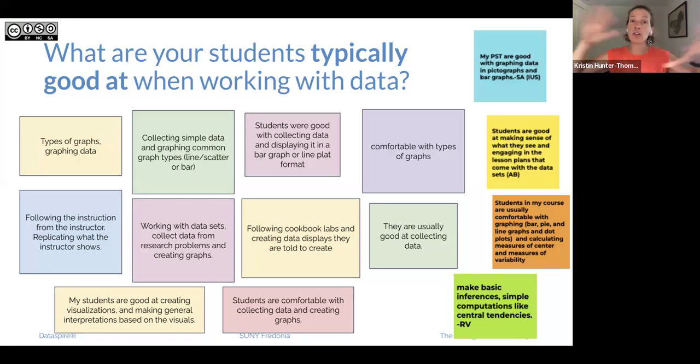So even though we're integrating data in lots of different ways, there are some big themes that came through as we were asking our faculty about what students are good at. Curious if any of these are resonating with what you're finding with your pre-service teachers and what they're good at coming into your courses in terms of working with data.